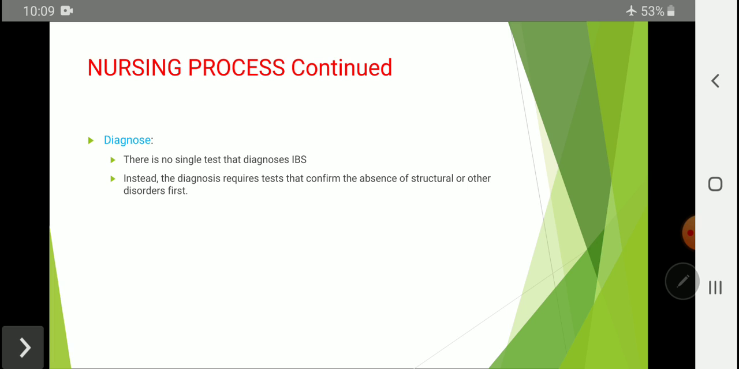Now, for IBS, there's not one single test that diagnoses a person with IBS. Rather, when you try to diagnose it, many tests are performed to confirm the absence of other structural disease processes or other disorders beforehand. Some of these tests can include things like stool studies or x-ray with contrast to help rule out other disease processes beforehand.